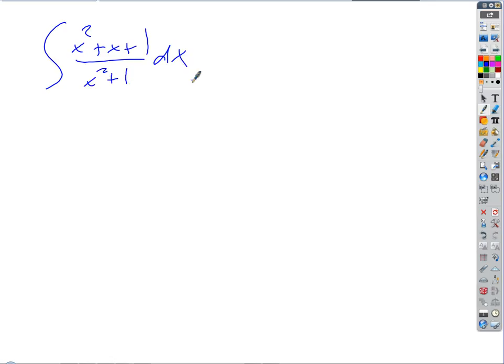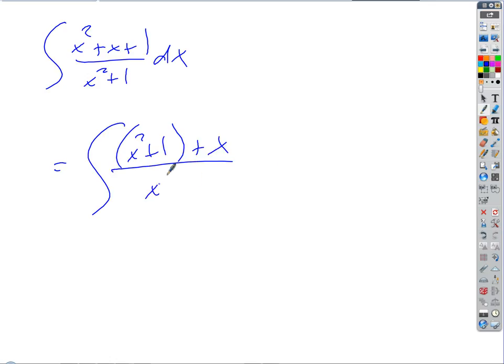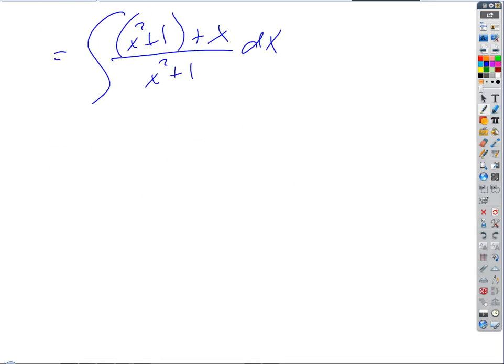Okay, let's do it again by just breaking it into two separate fractions, right? Why don't I write this as the integral of x squared plus 1 over x squared plus 1, plus x over x squared plus 1, right? If I split that up, isn't that just equal to the integral of dx plus the integral of x over x squared plus 1 dx? Okay, does everybody see that?